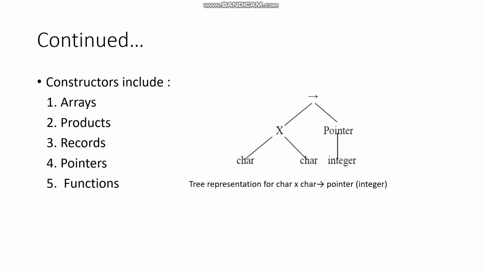Next is pointers. If T is a type expression, then pointer(T) is a type expression denoting the type pointer to an object of type T. For example, the declaration of variable P declares P to have type pointer to row. Next is functions. A function in a programming language maps a domain type D to a range type R. The type of such a function is denoted by the type expression D → R.